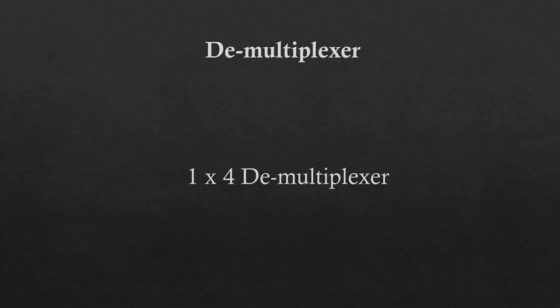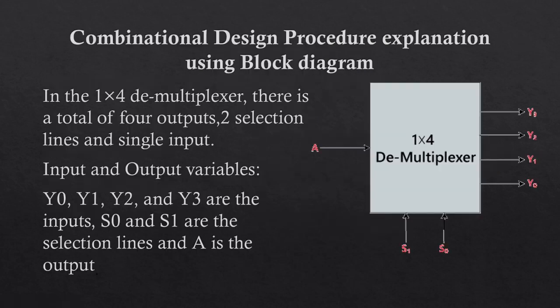So we are considering a 1 cross 4 demultiplexer, and the combinational design is explained using a block diagram. In a 1 cross 4 demultiplexer, we totally have 4 outputs, 2 selection lines and only 1 input. That's basically the opposite of what we saw in multiplexer. So the input variables here are y0, y1, y2 and y3. The selection lines are s0 and s1, and a is our output.